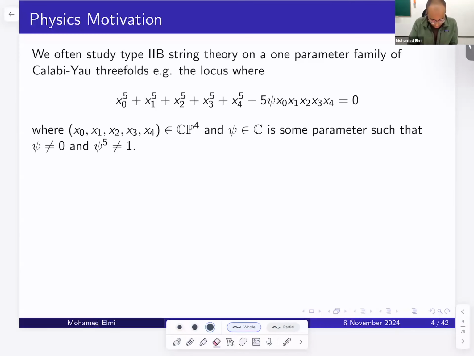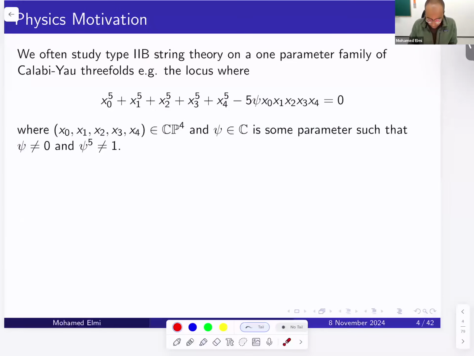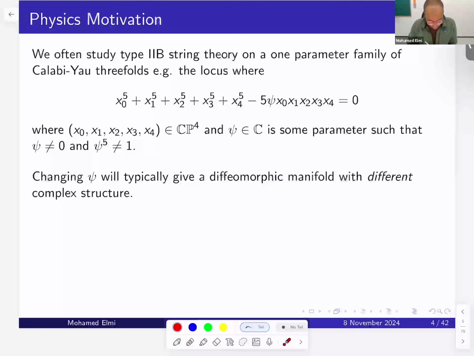For example, this is one of the most famous examples. It's this one parameter family of quintics. Usually people will take a quotient of this and resolve it, so you get really something with one complex structure deformation, but that's not so important in this example. So changing psi will typically give a diffeomorphic manifold, but with different complex structure. So you've got some nearby psi, you're not changing too much of it. You're not really changing the smooth manifold.